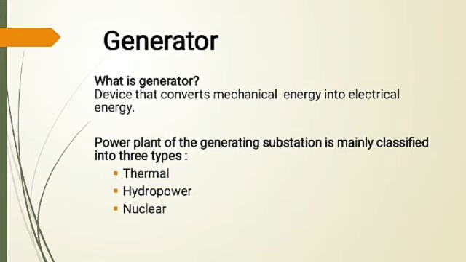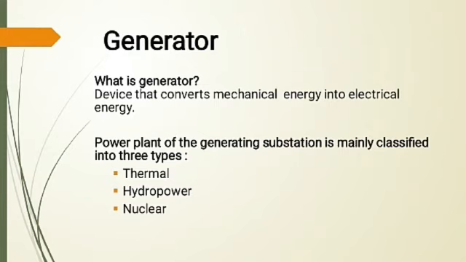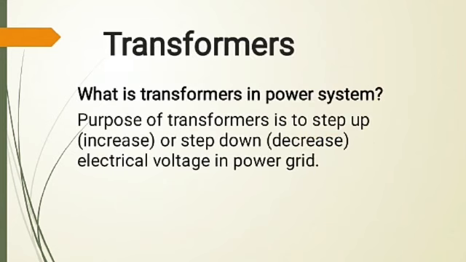Okay. Next, we move to the power plant of the generator. Power plant of the generating substation is mainly classified into three types, which are thermal, hydropower, and nuclear. Okay, next we move to transformer. What is transformer in power system?